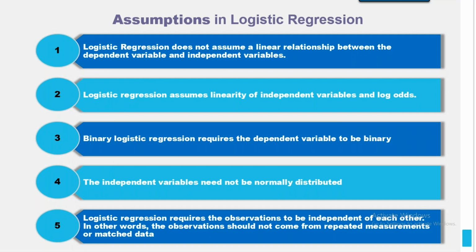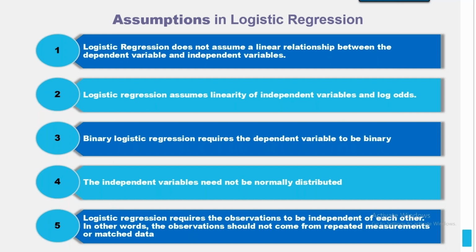So these are the different assumptions in logistic regression. When we do it in a practical approach, it will definitely be much easier to understand. These are the different points which I can explain to you. Logistic regression does not assume a linear relationship between the dependent variable and the independent variable. Just like in the CGPA example, we are converting linear regression kind of data, meaning continuous data, to binary data, 0 and 1, on the basis of the threshold value. Logistic regression assumes linearity of the independent variable and the log odds, and binary logistic regression requires the dependent variable to be binary, 0 or 1.